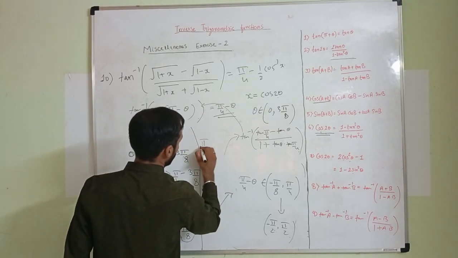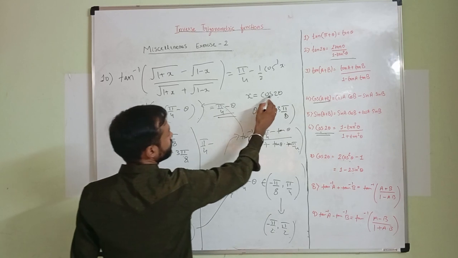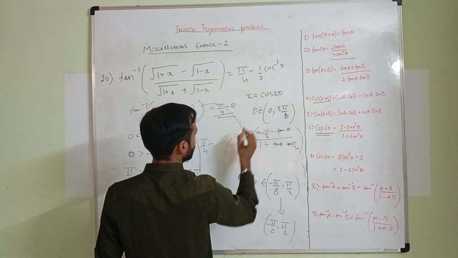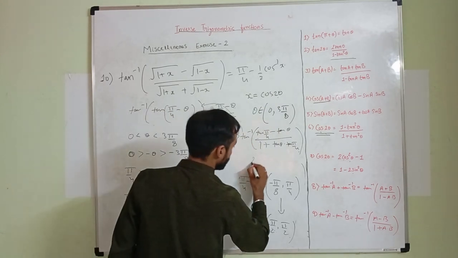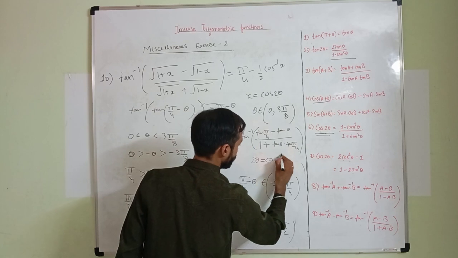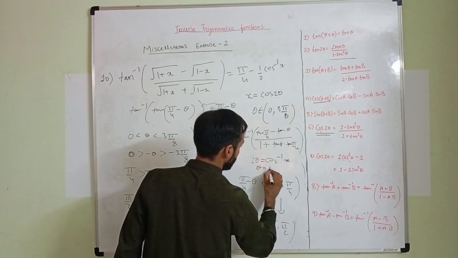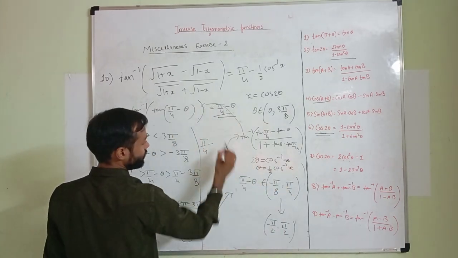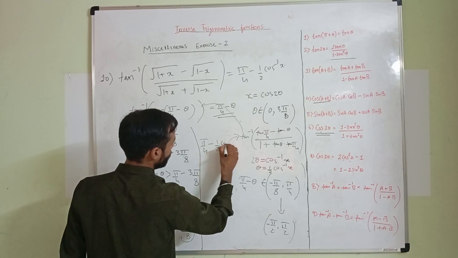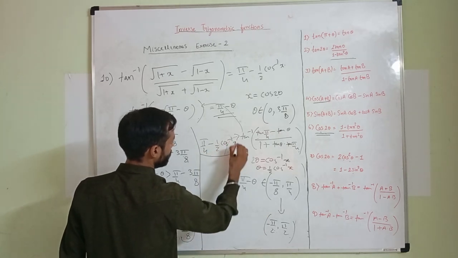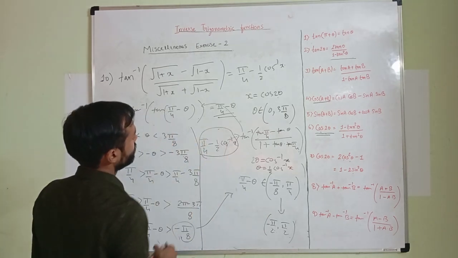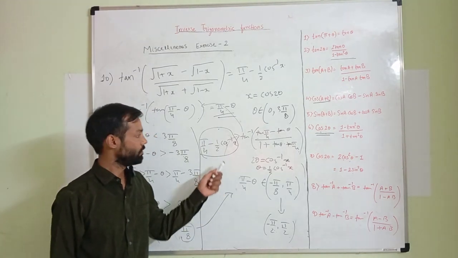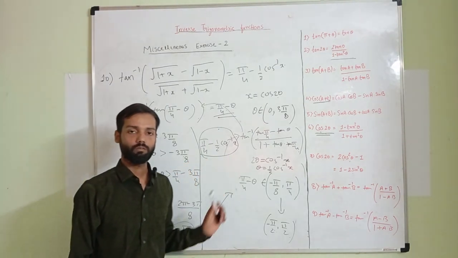So this will be pi by 4 minus theta, where x equals cos 2 theta, so 2 theta will be cos inverse of x. Suppose 2 theta equals cos inverse of x, hence theta will be 1 half of cos inverse of x. So in place of theta we write 1 half of cos inverse of x, hence it is our right hand side. So we get the final right hand side value for this example.